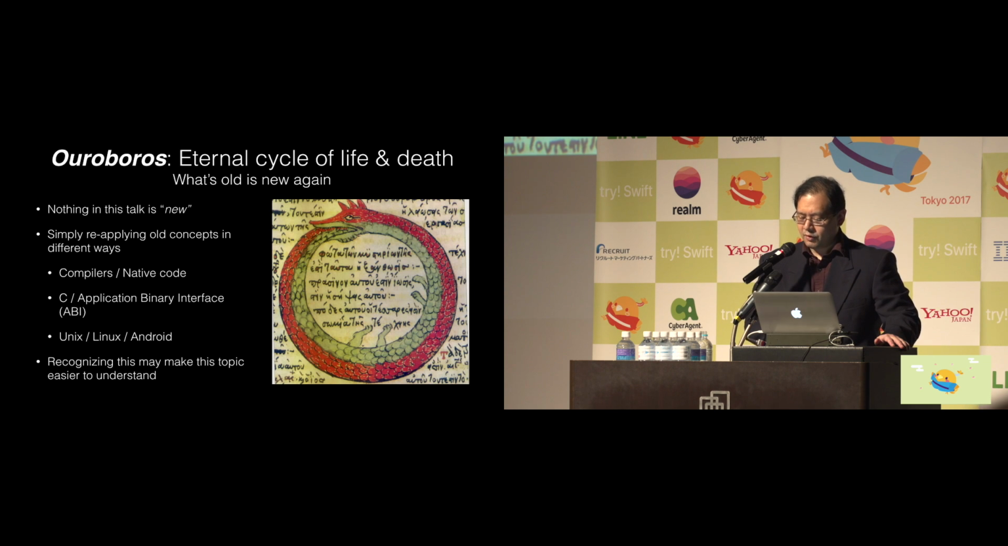So when we talk about the Swift compiler in native code, think about C compilers in native code. When we talk about Android, think about Unix and Linux. Seeing these analogies may help you understand how everything actually works.